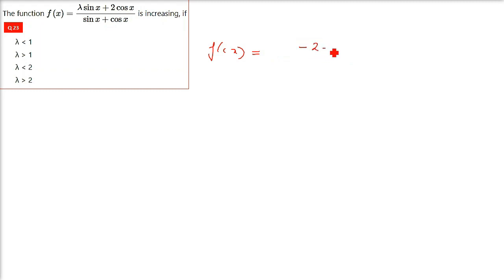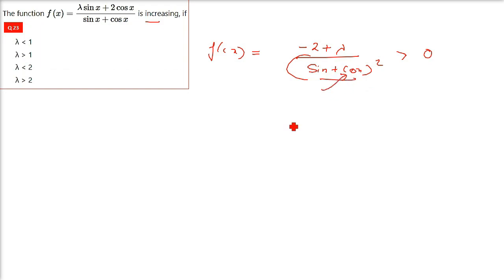So let me write the differentiation. Whatever I am writing right now is the differentiation of lambda sin x plus 2 cos x by sin x plus cos x. So you have minus 2 plus lambda divided by sin x plus cos x whole square. This is the differentiation. Now we have to say that it is greater than 0 for increasing. That is the relationship we get when it is increasing.